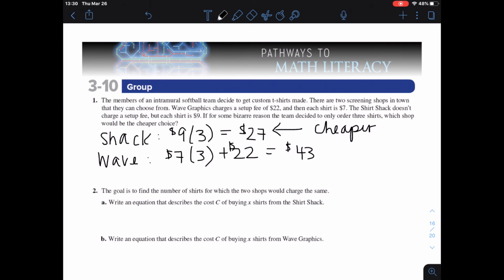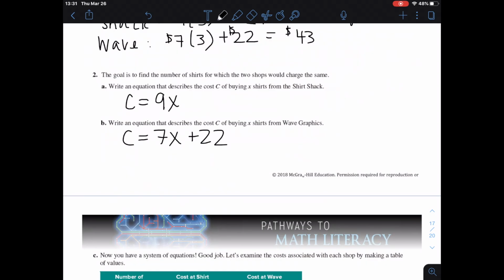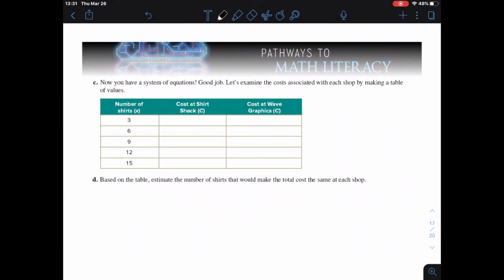So if we think of the Shirt Shack, we're going to let X be the number of shirts and C be the cost. They charge $9 per shirt, so the cost is just 9X. For Wave Graphics, they charge $7 per shirt, which is 7X, but then they have that $22 initial fee. So we've got a system of equations. The Shirt Shack is 9X, and Wave Graphics is 7X plus 22.